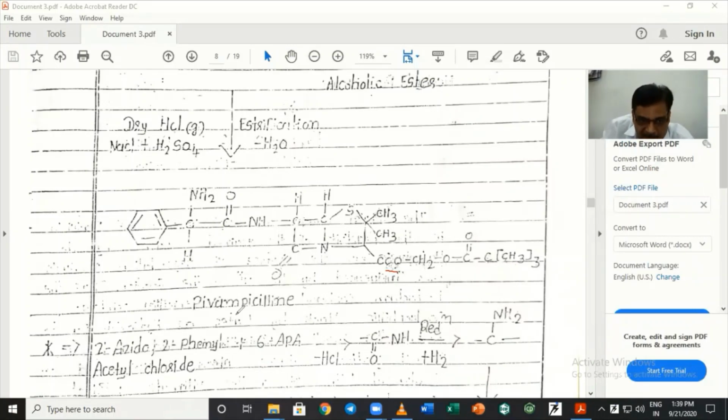So it is called pivampicillin. Here is a free NH2 group with benzyl, the most important amide linkage with the beta lactam ring, with the thiazolidine ring structure, with the diester moiety of tertiary butyl group. One ester is here and another ester form is here with the tertiary butyl group. So this is the synthesis of pivampicillin.